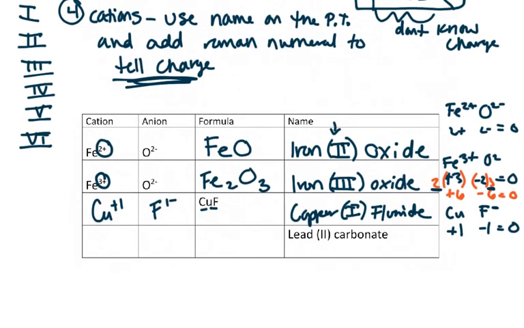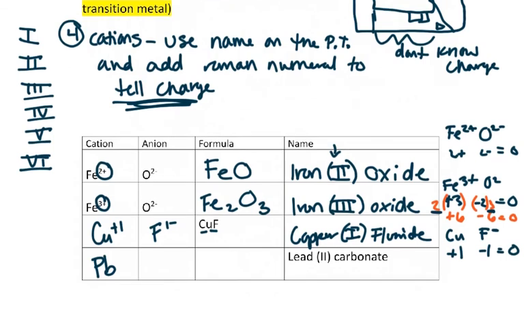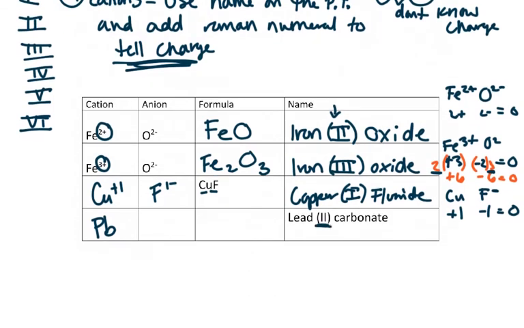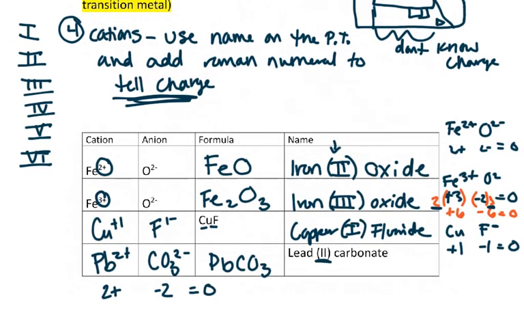Finally, our last one here, lead 2 carbonate. So lead is Pb. And if you look at your periodic table, it's like over here. We don't know the charge of it, but it's here in the name. So the charge is +2. And then carbonate on your polyatomic ion list is CO3 with a 2- charge. So that gives me a 2+ and a 2-, which equals 0. So I just need one of each, PbCO3.